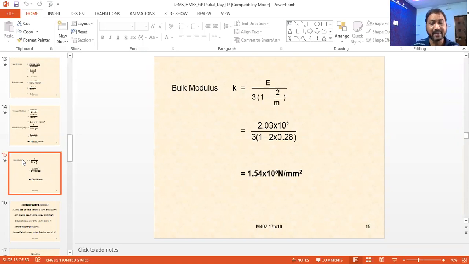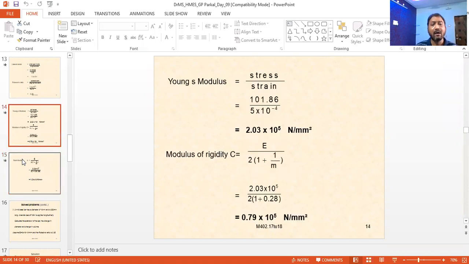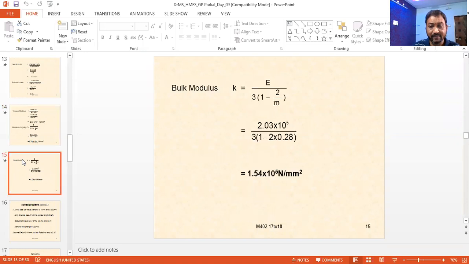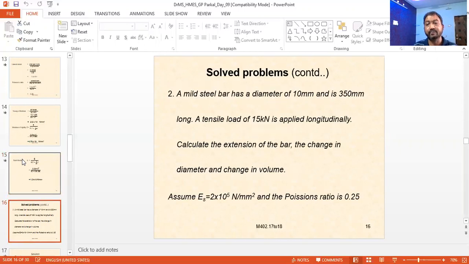Here we can observe that the Young's modulus is equal to 2.03 into 10 power 5, the modulus of rigidity is equal to 0.79 into 10 power 5, whereas the bulk modulus is equal to 1.54. So you can say that for the same material subjected to some kind of load, the Young's modulus always has a higher value compared to the bulk modulus and the shear modulus. This we can note from this problem. Next, we'll go to the second problem.